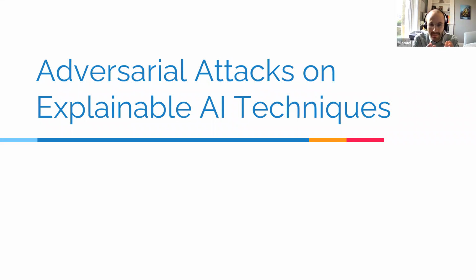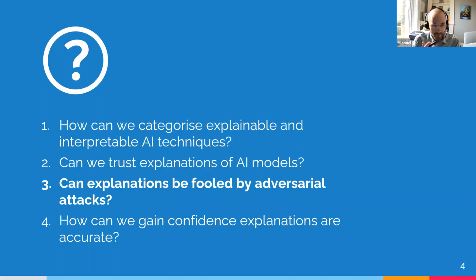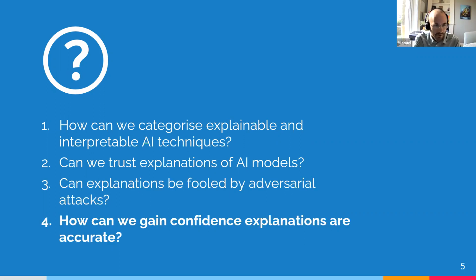By about 10 o'clock, with time to spare, ideally, I hope to have provided an answer to these questions, which is how we can categorize explainable and interpretable AI techniques, whether we can trust explanations of AI models, whether explanations can be fooled by adversarial attacks. This is a different variant of adversarial attacks to what the term normally means in machine learning. And lastly, we'll touch on how we can gain confidence explanations are actually robust and accurate.